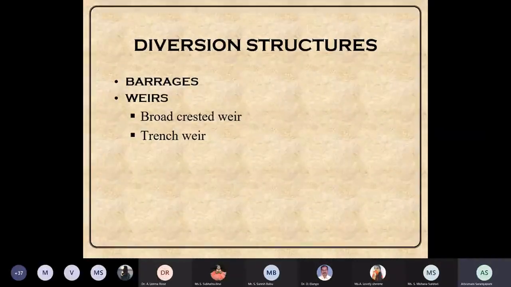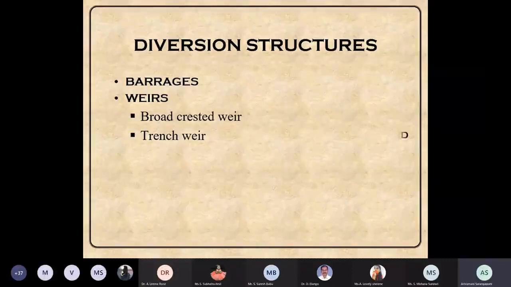A weir is nothing but a barrage only, but in a barrage we have a gate to close the water, whereas in a weir it will not be there. It is there without the gate. That's why it is called a weir. There are two types of weir: one is the broad crested weir and the other is the trench weir. We will see the pictures and other things in the subsequent slides.